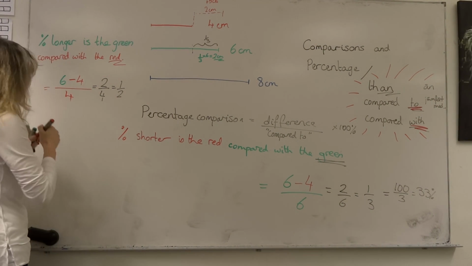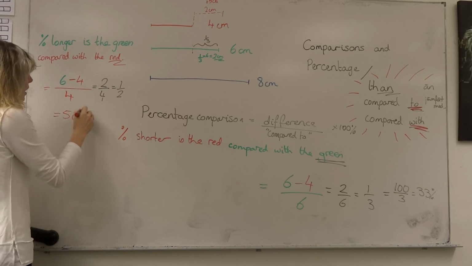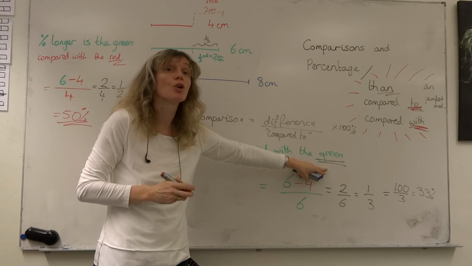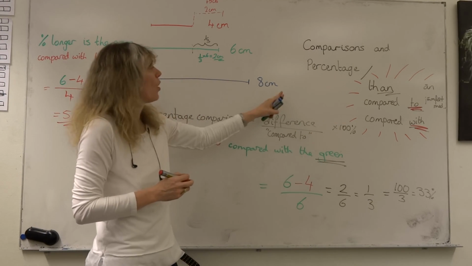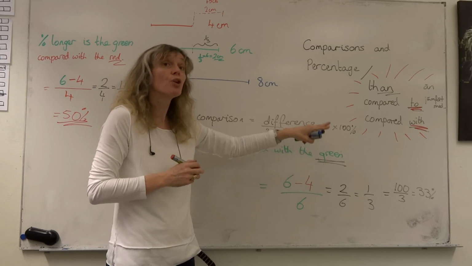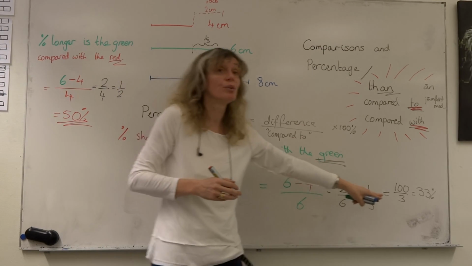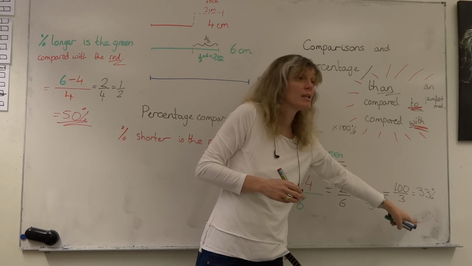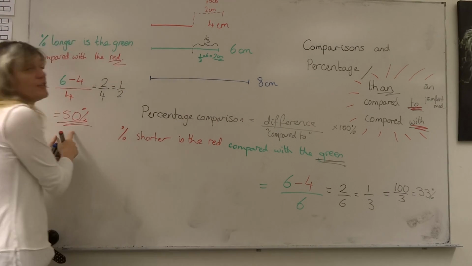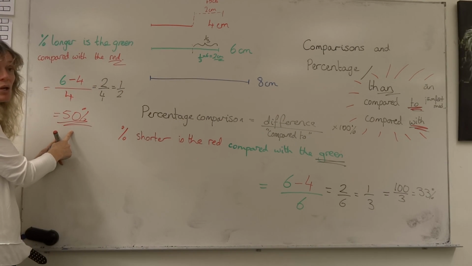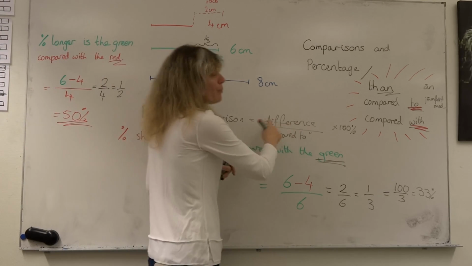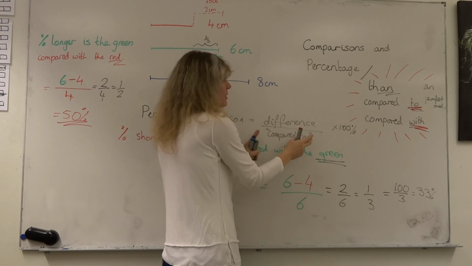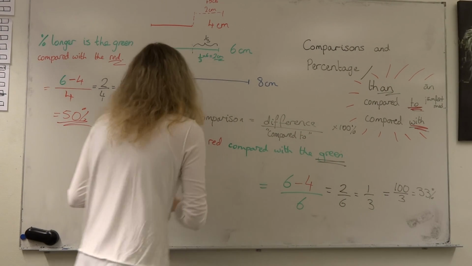So very different answers here, and that's why it's so important to remember that wherever it says what you're comparing it with, that is the one that goes on the bottom. Because if you put the wrong one on the bottom here, you get a really big difference to your answer. 33% if we're comparing it to the green one, 50% if we're comparing it to the red one. So compared with, or compared to, or than the green one, all of those numbers have to go on the bottom.